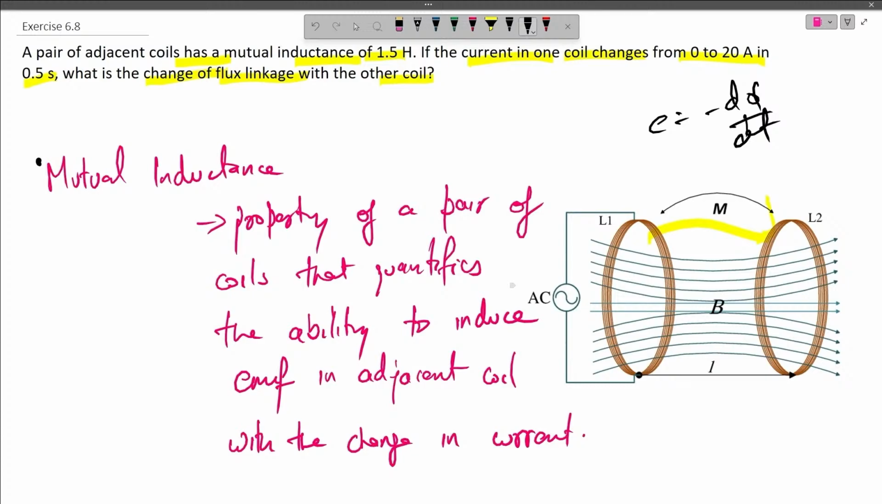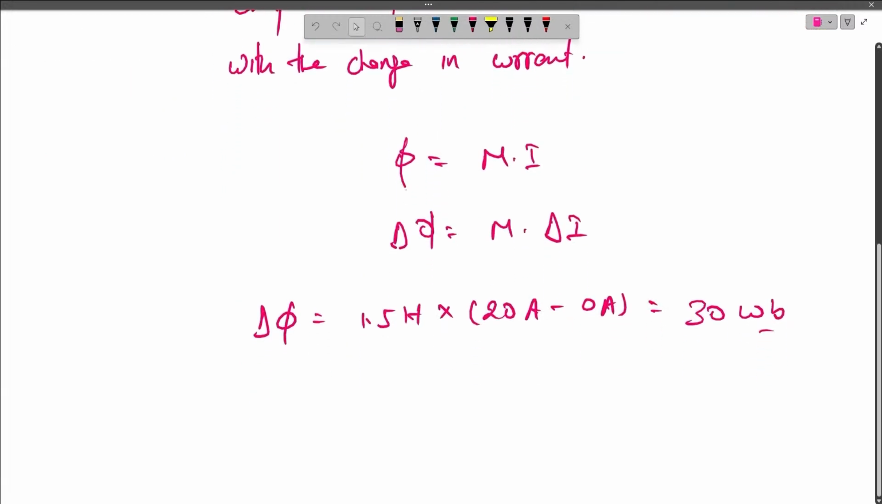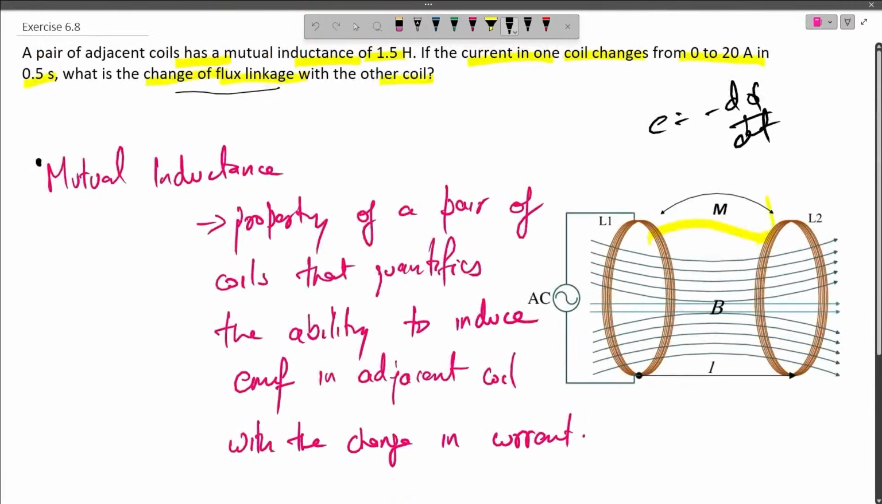Now in this question, we have to find out the change of flux linkage. So we have to find out the change in flux. Now flux is given by mutual inductance times the current. So change in flux can be given by mutual inductance multiplied with the change in current. Here we have been given the mutual inductance, that is 1.5 Henry, and we have also been given the change in current, that is 0 to 20 ampere. So the final current is 20 ampere and the initial current is 0 ampere.